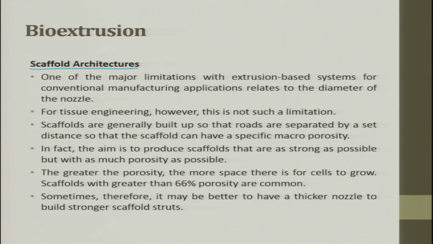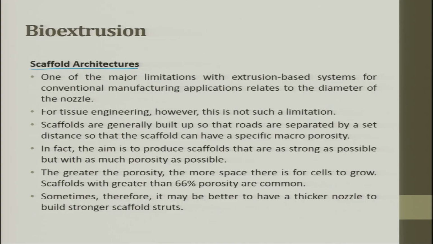Scaffold architecture. Scaffold architecture is another big challenge when we talk about rapid manufacturing using these processes in biology. One of the major limitations with extrusion based systems for conventional manufacturing applications relates to the diameter of the nozzle. The nozzle diameter is directly proportional to the rod which is made. Since the material is viscoelastic, it is directly proportional to the width of the rod.